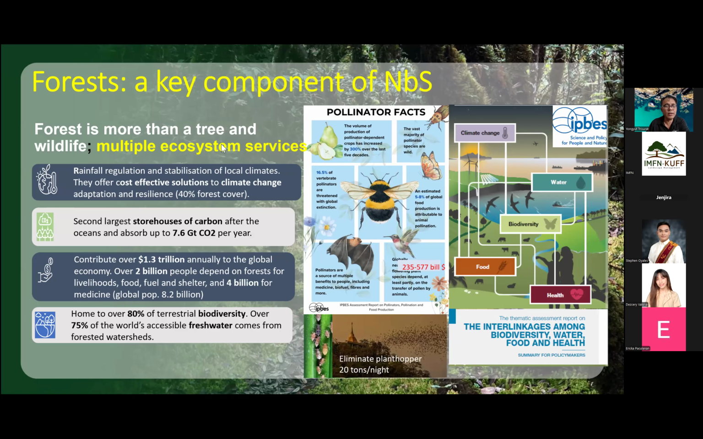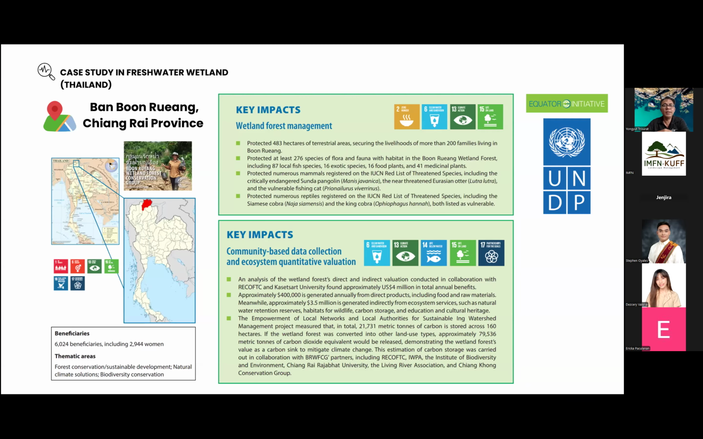For example, this one, a forest isn't just the trees and wildlife, but it provides multiple ecosystem service benefits. For example, rainfall regulation, carbon storage, and biodiversity, and fresh water for people. So these are a few examples of the nature-based solutions that have been implemented with support from various organizations.